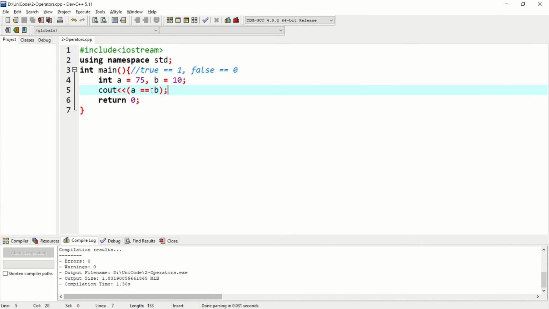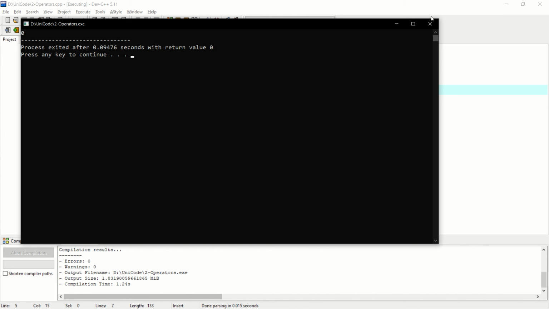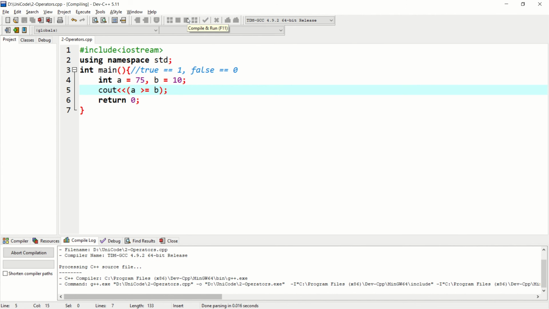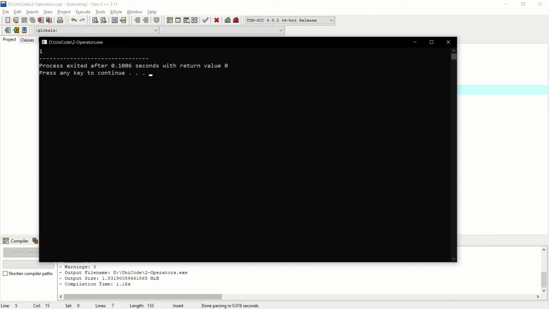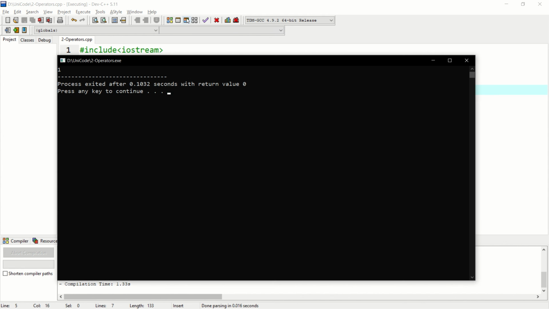Okay, even if I write here, we can write like less than equal to. Less than equal to will give us a false. Greater than equal to can give us a true. Okay, so these were some of the examples of comparison operators. You can even write a not equal to. Now, how do we write a not equal to? Not equal to is written as an exclamation mark and an equal to. Not equal to, there you can see a 1, because yeah, 75 is not equal to 10, of course.